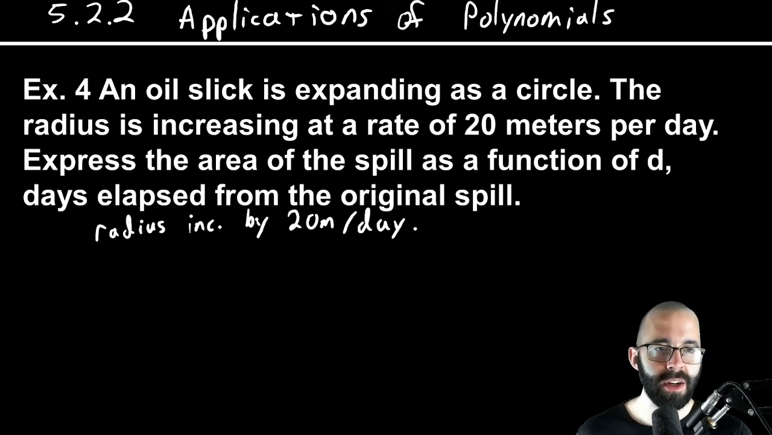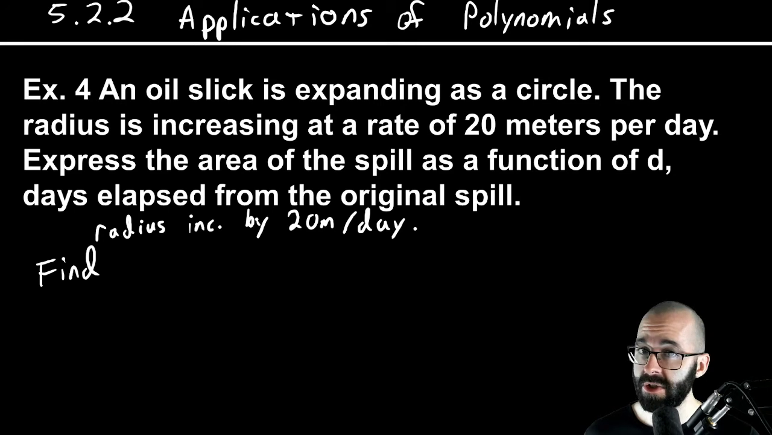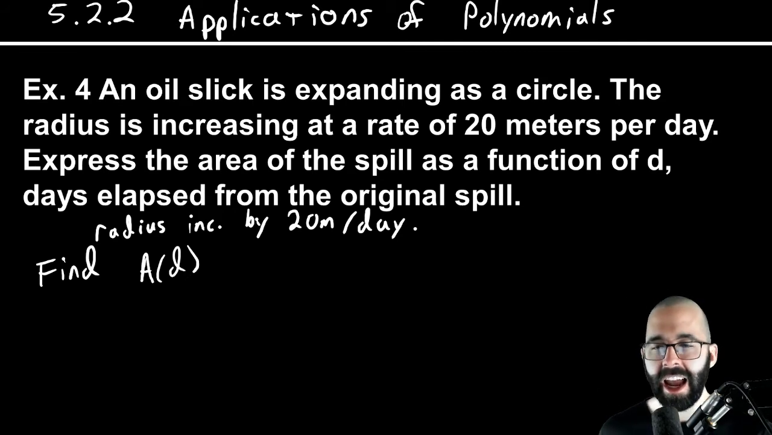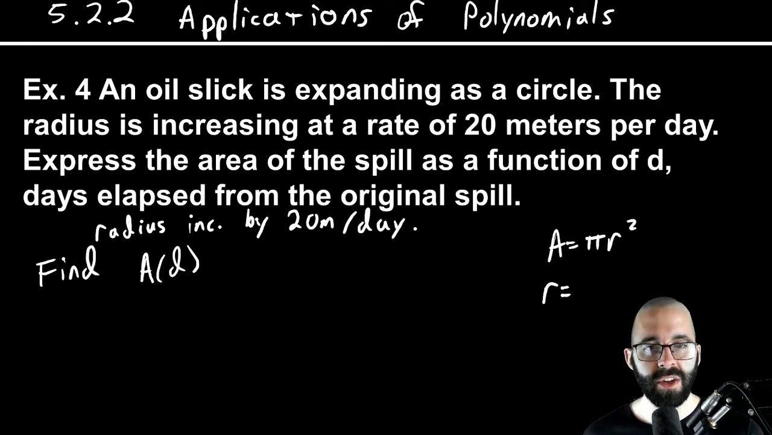Express the area of the spill as a function of d, days elapsed from the original spill. It wants us to find, this is good problem solving strategy, write down what you know, write down what you're asked to find. Find the area as a function of d. Ooh, we can use function composition here, right? The area of a circle is pi times the radius squared. What's our radius? Well, it starts off as 0, and it's increasing by 20 every day.